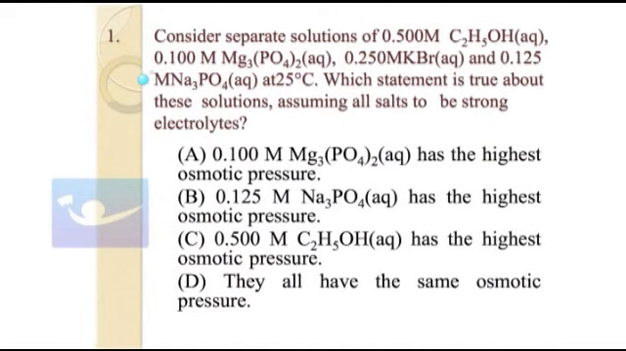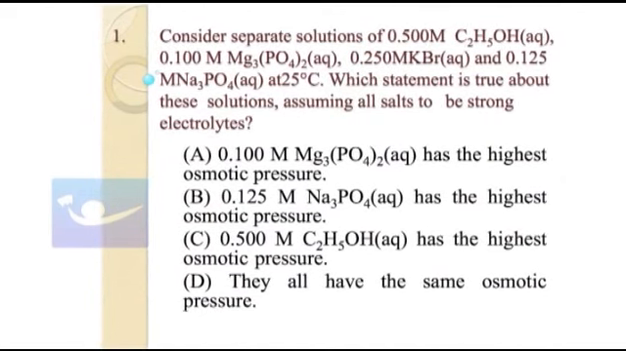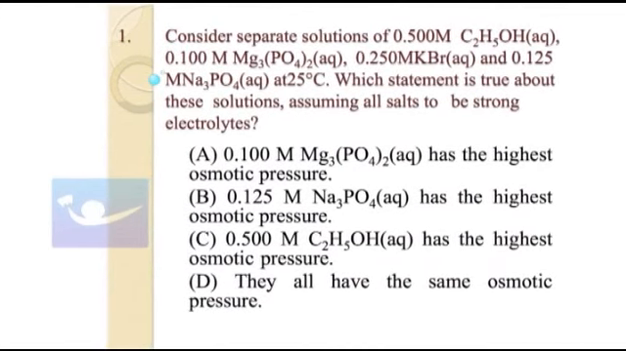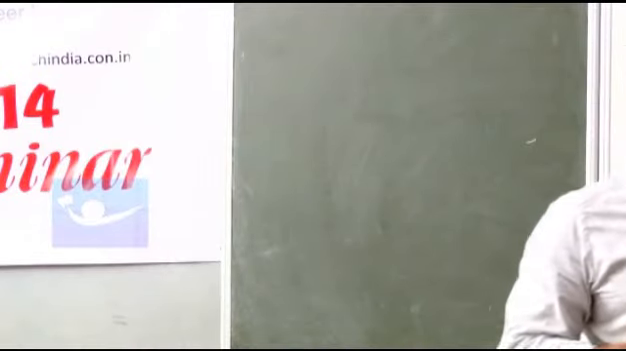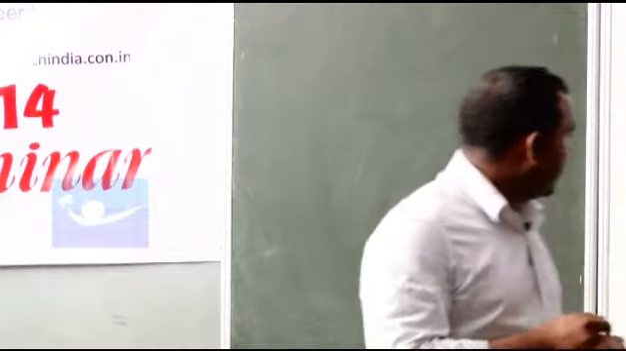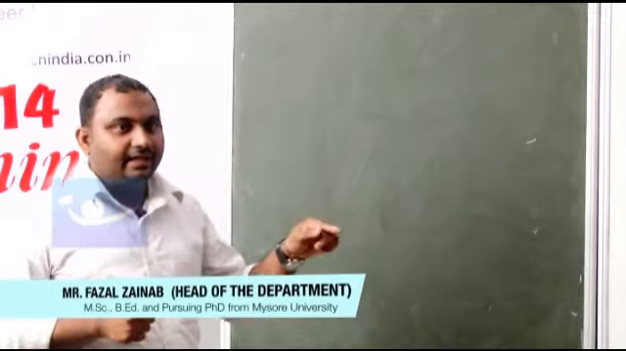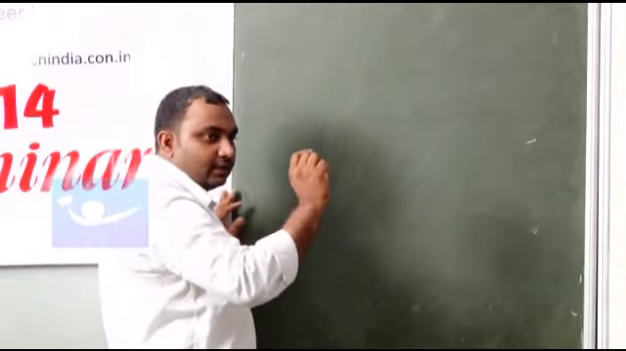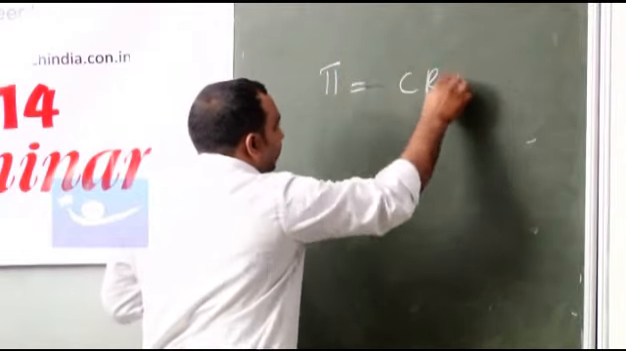and here if you look at the options you can see the term osmotic pressure in all of them. So it's about osmotic pressure. You know that osmotic pressure is a colligative property, a quality which depends on the quantity, not on quality. So here what matters is how many particles are there in the solution. So what is the equation that represents osmotic pressure? Pi is equal to CRT.